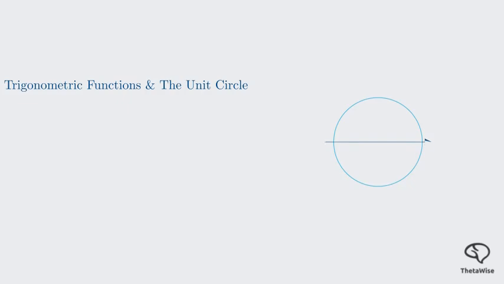Trigonometry is the study of triangles, but in precalculus we extend it to the unit circle. The unit circle is a circle with a radius of 1, centered at the origin. Imagine an angle, theta, in standard position, meaning its vertex is at the origin and its initial side lies on the positive x-axis. The terminal side of this angle will intersect the unit circle at a point x, y.